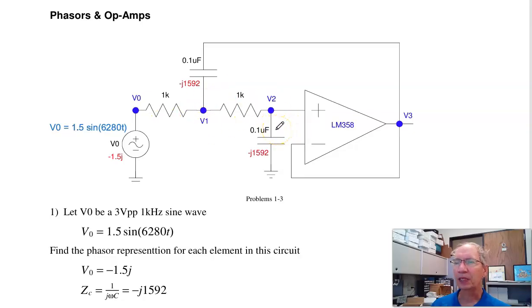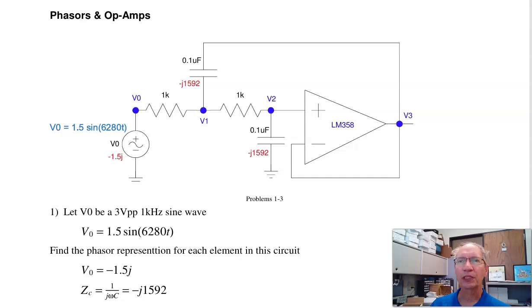The next step is to write the voltage node equations and solve. I've got 1, 2, 3, 4 nodes. I need 4 equations for 4 unknowns. One of them is really easy: V0 is minus j 1.5. The second equation is also pretty easy: V plus equals V minus, so V2 equals V3. The other 2 equations I've got to work for.